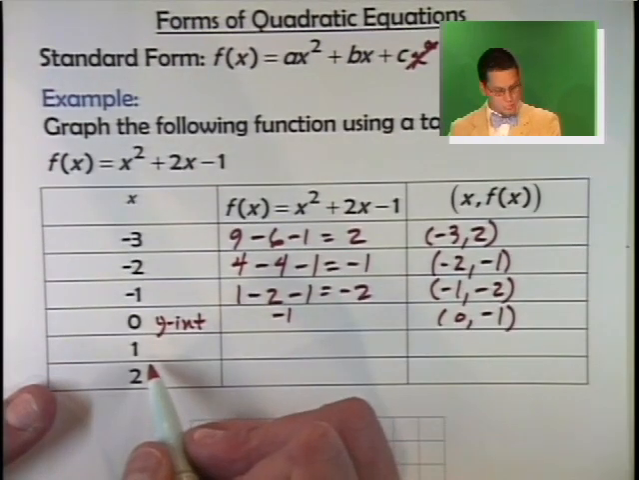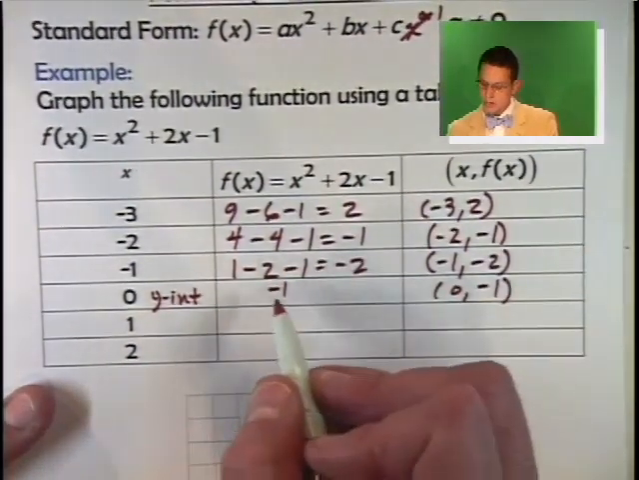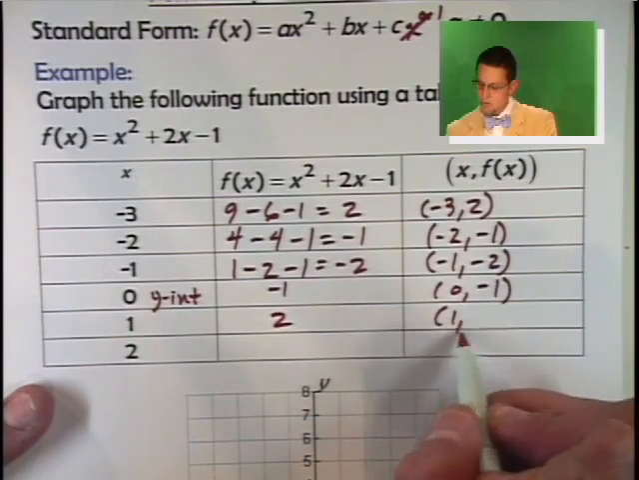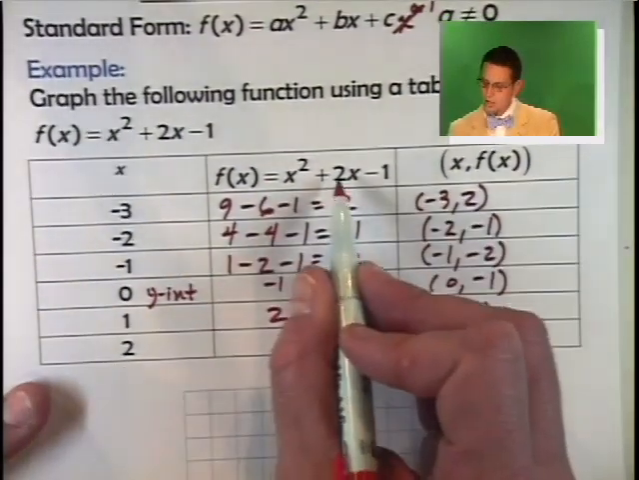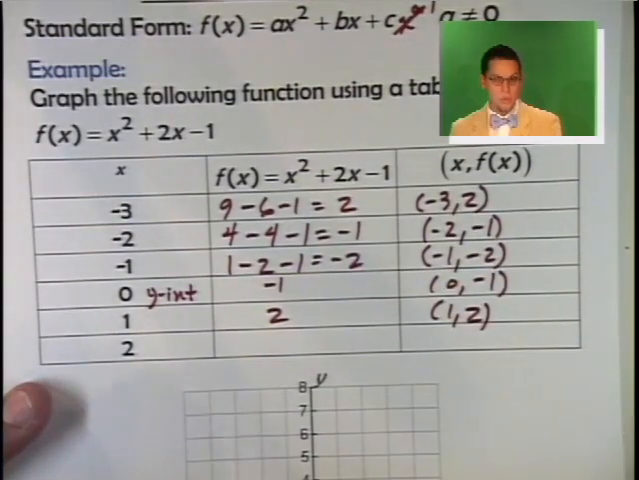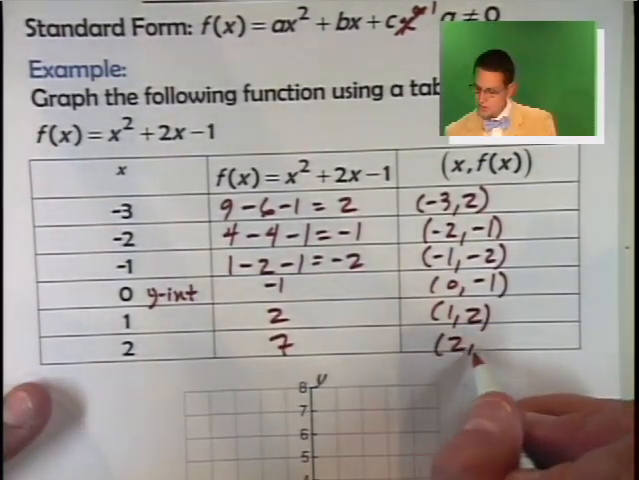And then plugging in a 1, we get 1 plus 2 is 3. 3 minus 1 is 2. So I have the point (1, 2). And finally, plugging in 2, I get 2 squared is 4. Plus 2 times 2, that's another 4. So that's 8, minus 1 is 7. Okay, so I get the ordered pair (2, 7).